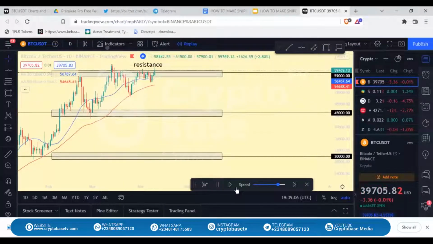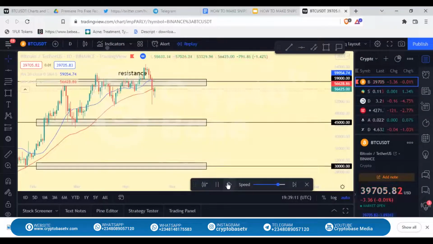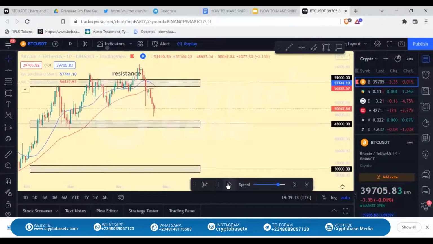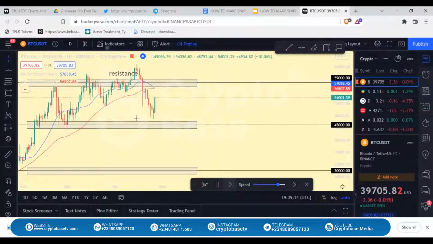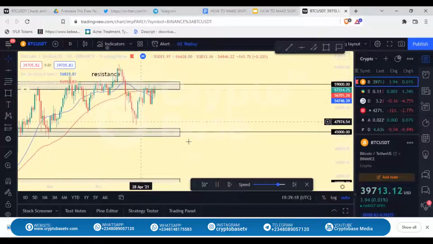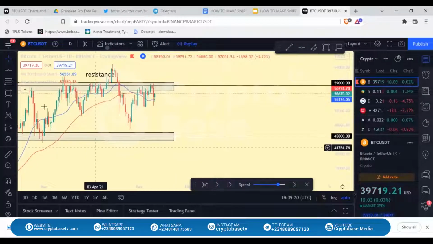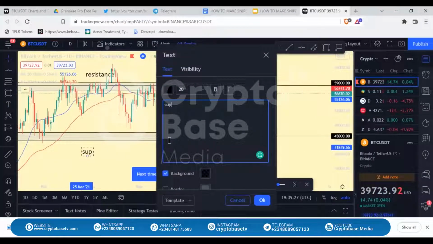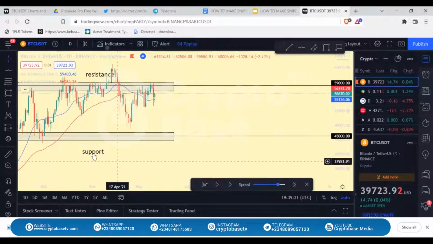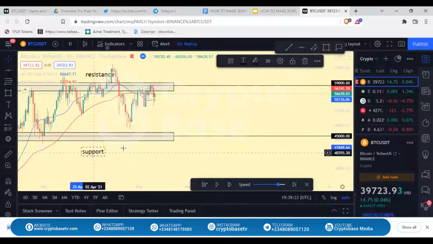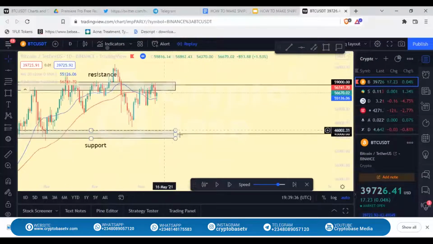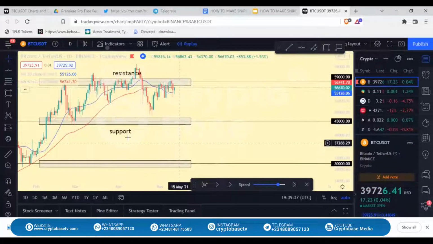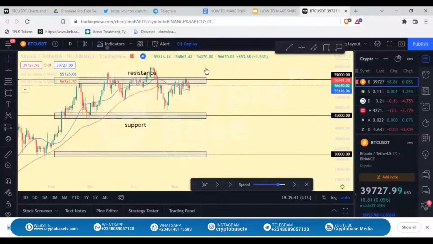It did like it was going to break it, but then it came back, and here we are at our precious support again, guys. Let me quickly put that in text for you. Supports. Great. So here we are at our precious support again. So I think I've made a point right there.